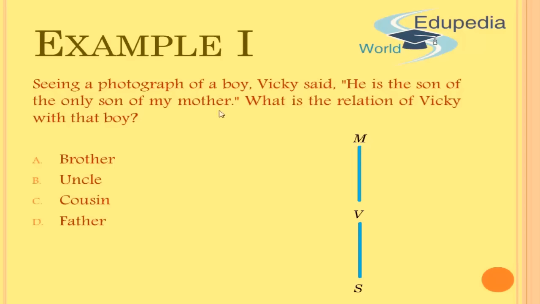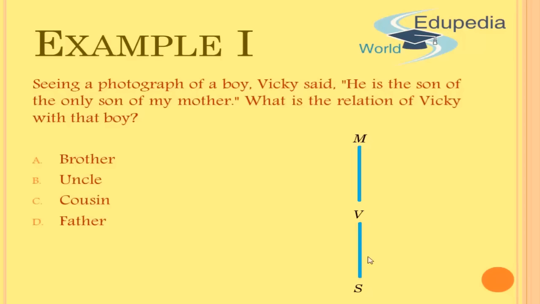So I'll start from the back. I say son of my mother, or rather only son of my mother. So that will be myself. So my mother and the son of my mother. And then I see the second part. He is the son of this person. This person is Vicky himself, and the boy in the photograph is the son of this person. So I will draw a vertical line downwards and I'll plot S.